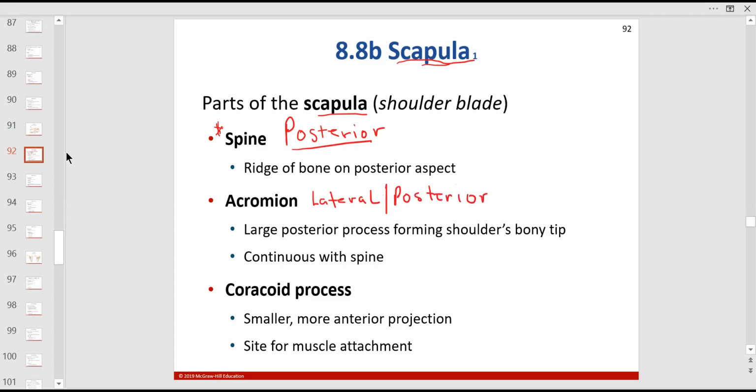It's big. And anterior of the clavicle has another process called the coracoid process.